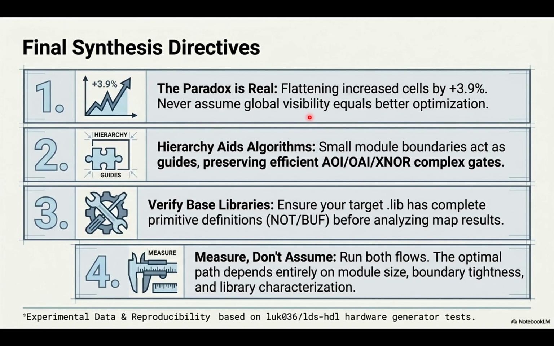And I think it also screams a very loud warning to engineers, which is measure, do not assume. Oh, absolutely. The researcher assumed flattening would help. Our basic human intuition says the big picture is always better, but when they actually ran the data, it proved the exact opposite. You really have to test your own specific flows. Because the quality of your library, the physical size of your modules, and the tightness of your boundaries change the math completely. That is the definitive engineering takeaway. Assumptions are the enemy of true optimization.